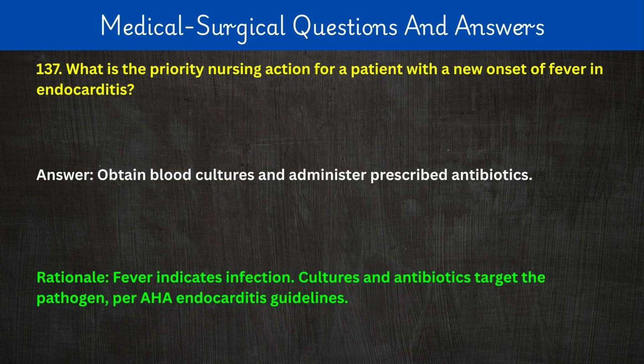137. What is the priority nursing action for a patient with a new onset of fever in endocarditis? Answer: obtain blood cultures and administer prescribed antibiotics. Rationale: fever indicates infection. Cultures and antibiotics target the pathogen, per AHA endocarditis guidelines.